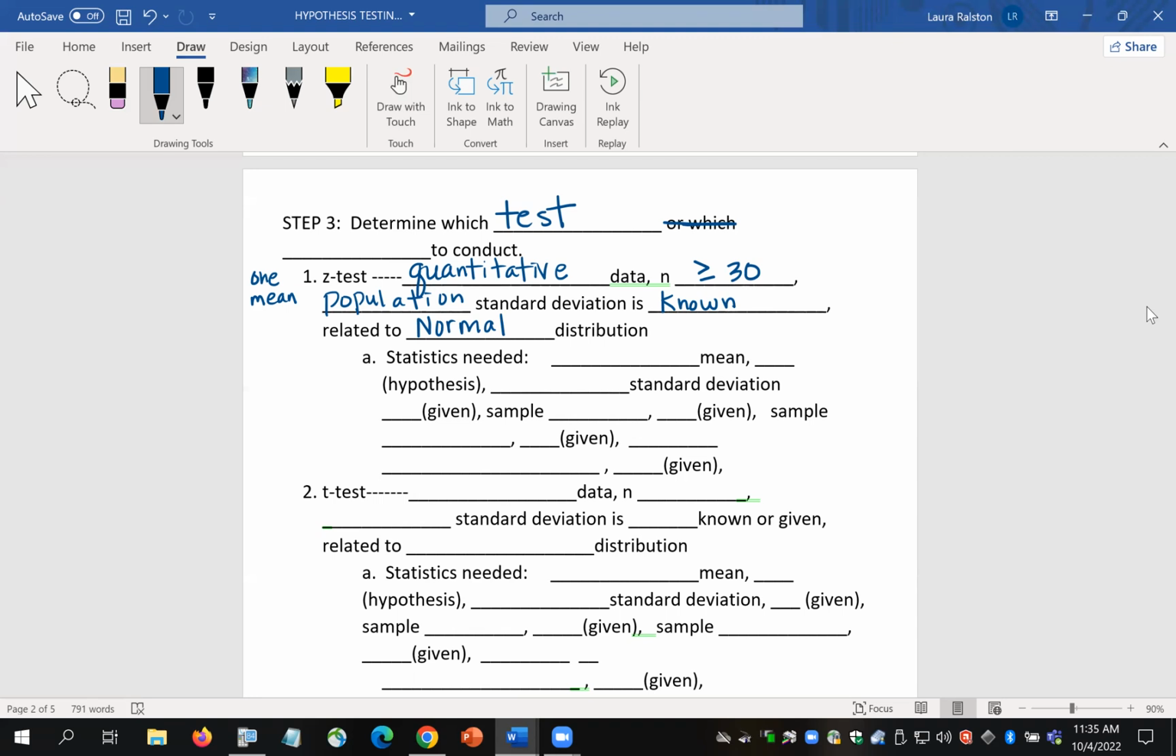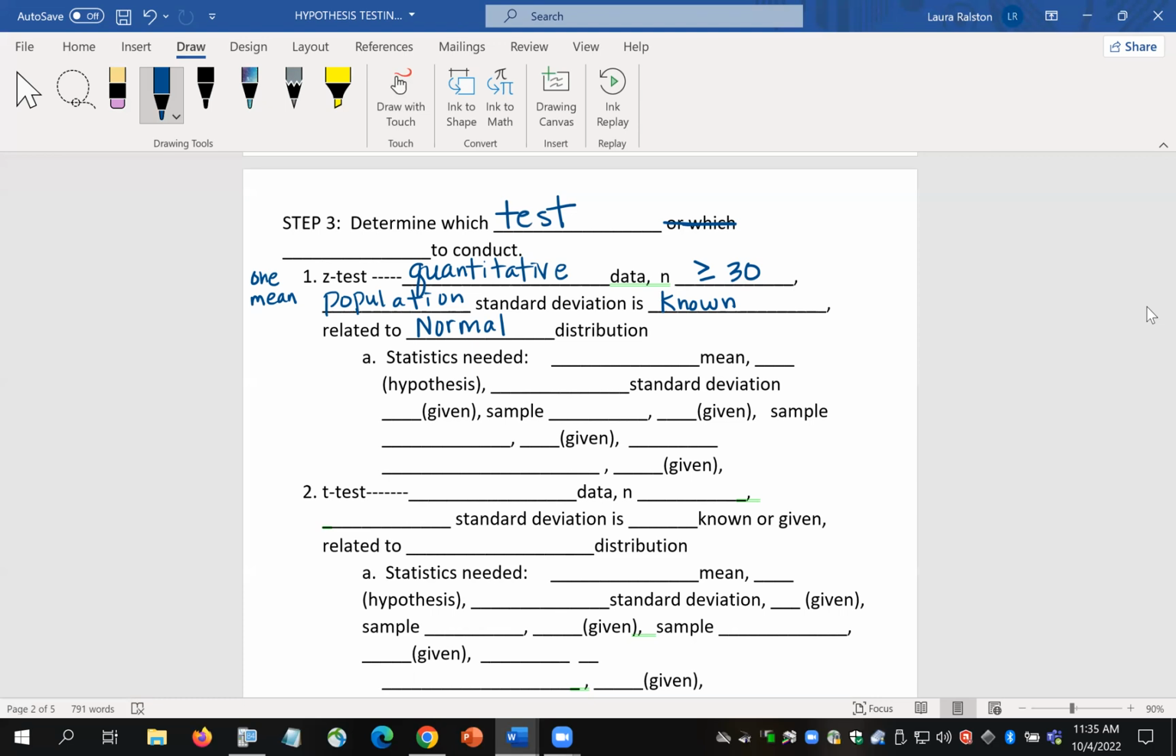If you think about it, for a Z interval, for the confidence interval Z, we had to have the population standard deviation, and it was connected to the normal distribution. So it's kind of that same idea. A one mean Z hypothesis test is going to have a large sample, meaning it's typically greater than or equal to 30, or we know that the distribution is normal, and we know the population standard deviation.